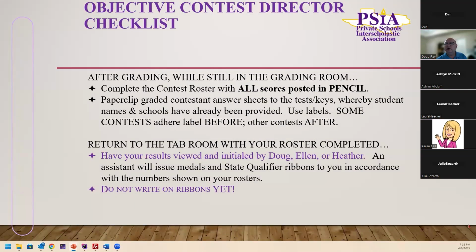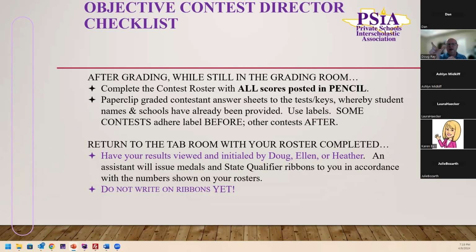All right, so for our objective contest director and the checklist, after the grading, while you're still in the grading room, you want to go ahead and complete that contest roster with all the scores and the top 10 ranks. You do that in pencil. Then you need to paperclip the graded contestant answer sheet with the test and with a copy of the answer key. All that goes in paperclip together.